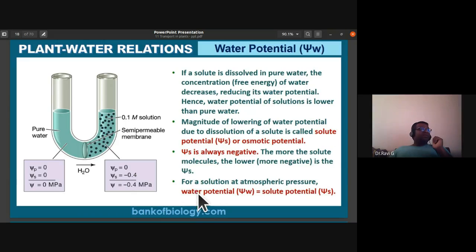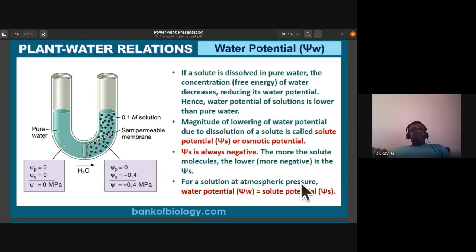So you should remember what solute potential is: the magnitude of lowering of water potential due to dissolution of a solute. We call it solute potential or osmotic potential. The more solute in a solution, the more negative is the value of solute potential. You should always remember this concept. If the solute concentration is more, the solute potential is lower, that is, more negative in value.